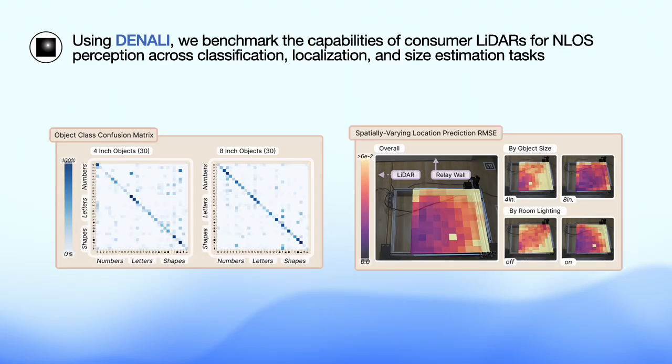Our goal with DENALI is to ask the question, how much can consumer LiDARs actually perceive about hidden objects? We benchmark across 3 end-loss tasks, classifying shape, localizing position, and estimating hidden object size. We find that all 3 of these are achievable with consumer LiDARs. But more importantly, we also identify specific constraints of these sensors for end-loss perception. For example, that specific object shapes and sizes cannot be classified well, or that end-loss localization is only feasible within a specific region, depending on the hidden object itself.